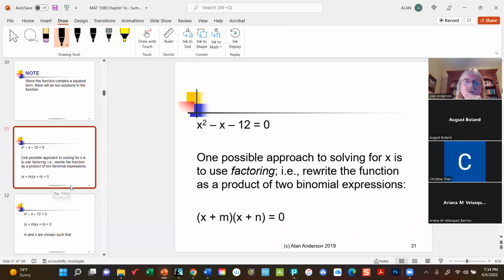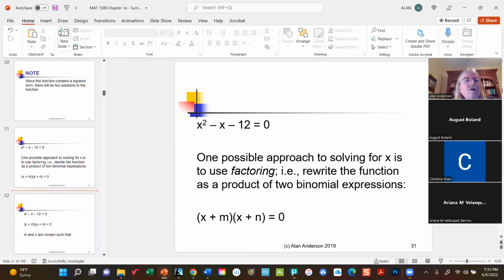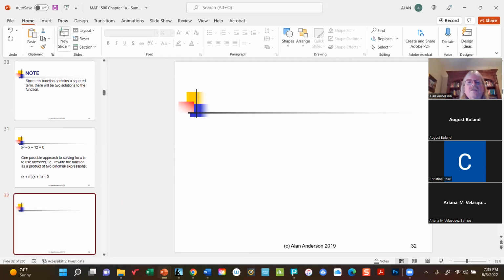And what's going to happen here is that if you were to apply FOIL to this, let's do that real fast right now. I'm sure it's been a while since you thought about FOIL, but you did all learn about it.